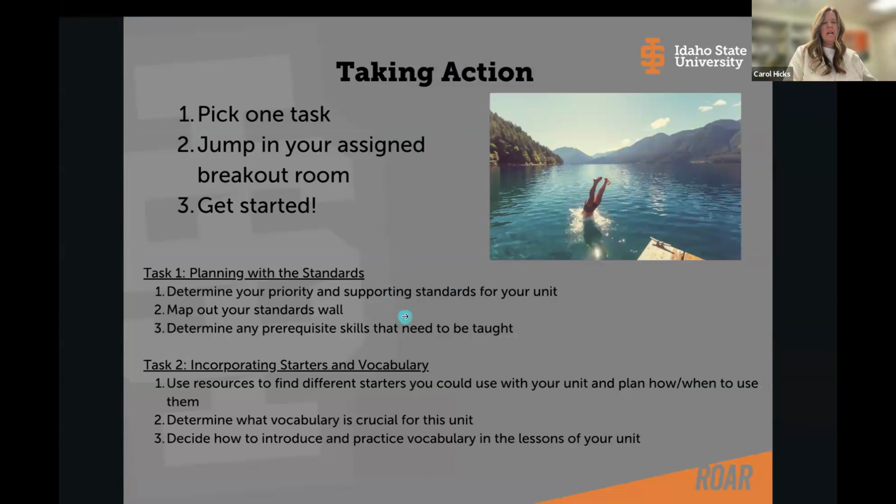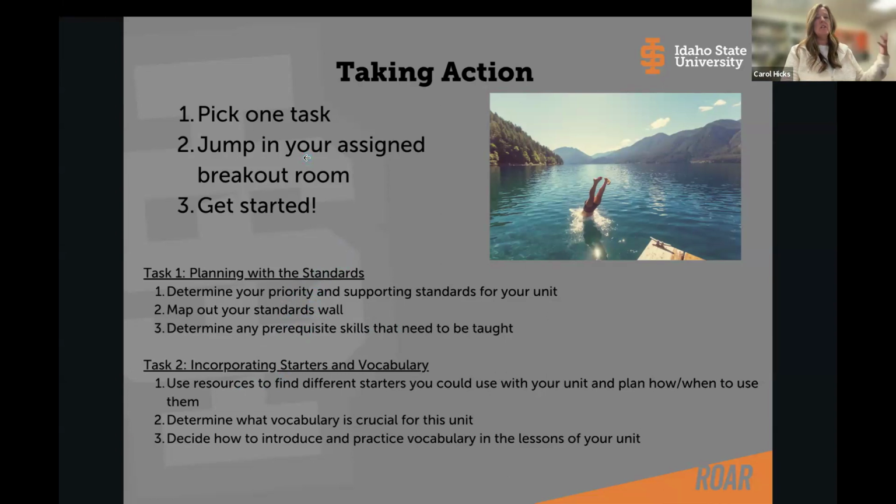We wanted to go back and revisit everything we've learned so far and give you opportunities to work where you need to work at this point. Task 1 is back at planning with the standards. Look at those priority and supporting standards for your unit, map out your standards wall, and determine any prerequisite skills that might need to be taught.